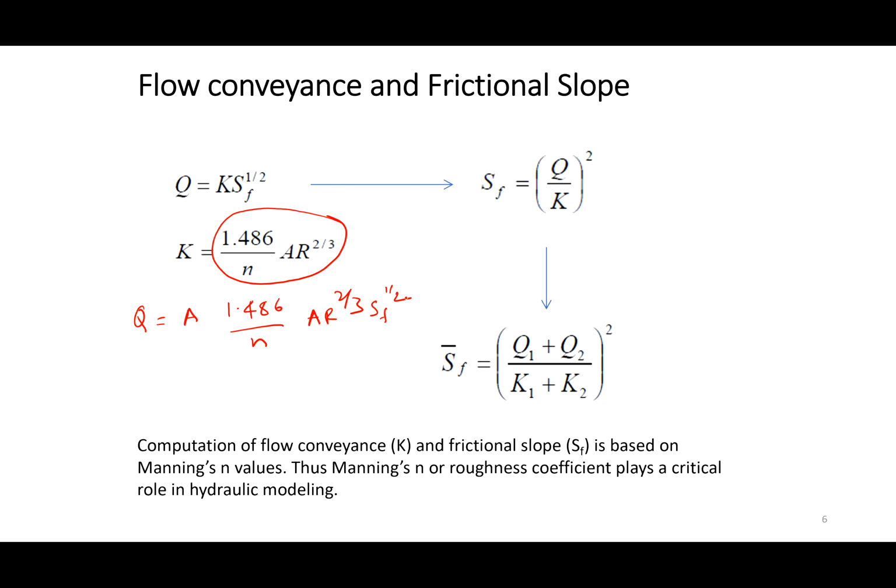So we don't need A here. That's the Manning's equation, and this part is called the conveyance. So there is an expression for the friction slope using this conveyance expression for K. Q1 and Q2 are the discharge at cross sections 1 and 2, and K1 and K2 are the flow conveyances. In the previous slide we saw how to get the L. In this slide we know how to get SF.